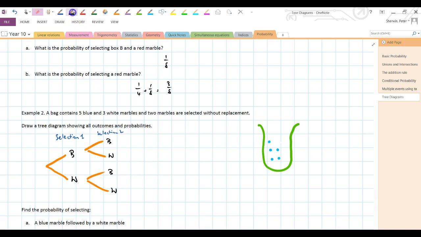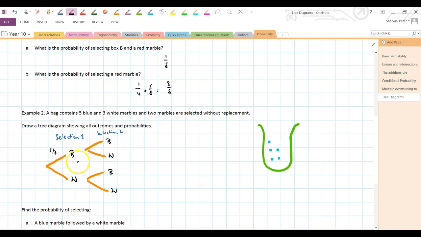Okay, let's work out the probabilities. We need to put the probabilities on along all the branches. So selection 1, blue, white. So we've got 5 blue and 3 white. So we've got 8 marbles, 5 of them are blue. So the probability that the first marble selected is blue is 5/8.